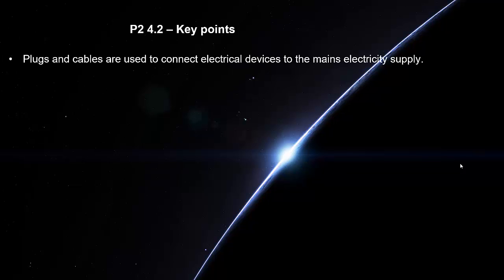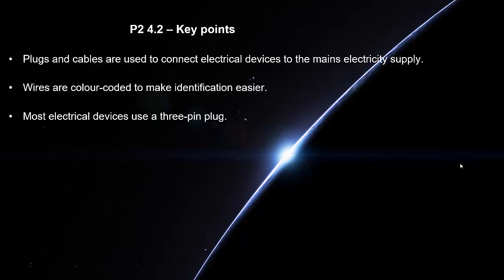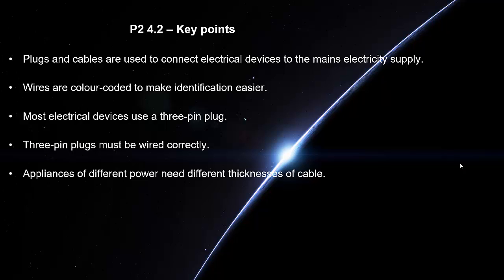Plugs and cables are used to connect electrical devices to the mains electricity supply. Wires are color-coded to make identification easier. Most electrical devices use a 3-pin plug. 3-pin plugs must be wired correctly. Appliances of different power need different thicknesses of cable.